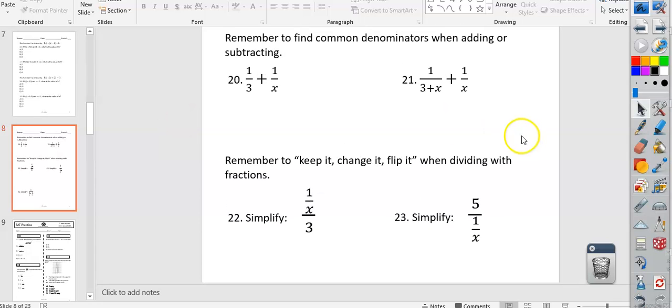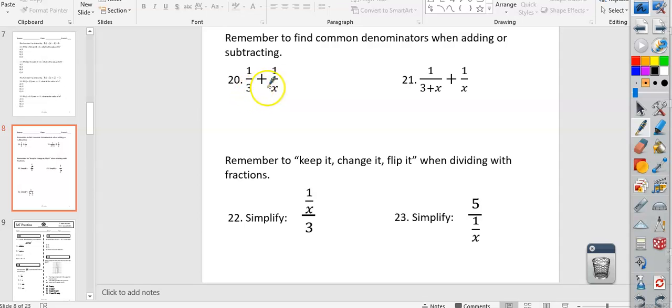Adding fractions. These are called rational problems. We're adding rationals. Just like when you learned how to add fractions a long time ago, you do the same thing even though there's variables. You still need to find a common denominator. So you look at the two denominators and say to yourself, what's in common? Well, there's nothing in common.